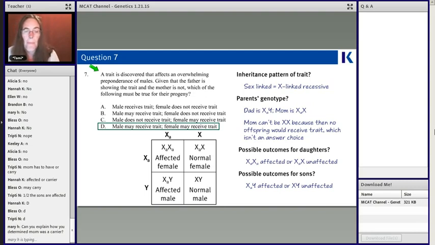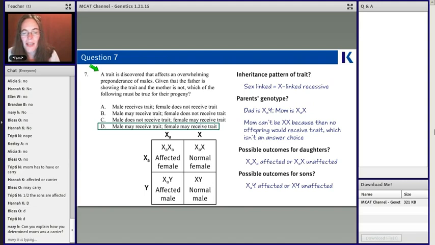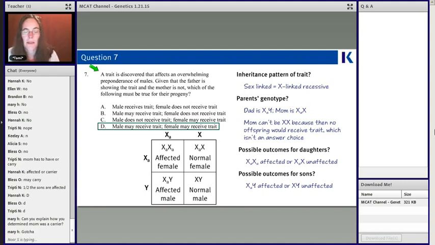We determined that mom was a carrier because if mom was not a carrier, the correct answer choice would have to be males do not receive the trait and females do not receive the trait. Since there's nothing that says both do not receive the trait, she cannot be normal.